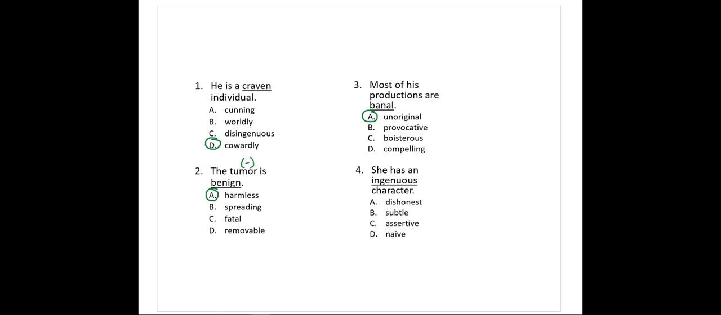Number 4, she has an ingenuous character. If you look at this, it looks pretty negative and you might think dishonest, but really what it means is naive. It almost means childlike, not a lot of experience. Assertive means kind of aggressive with one's opinions. Okay, so those are the first 4 answers: cowardly, harmless, unoriginal, and naive.